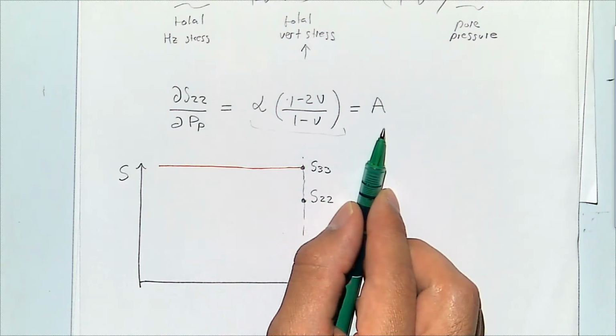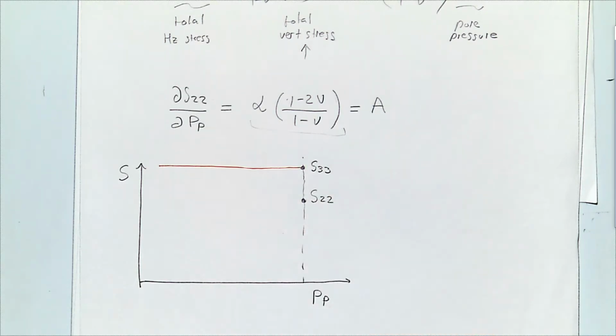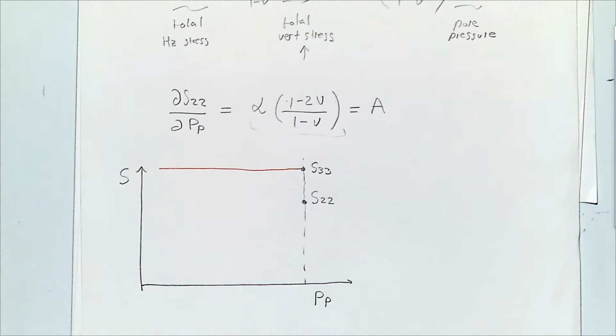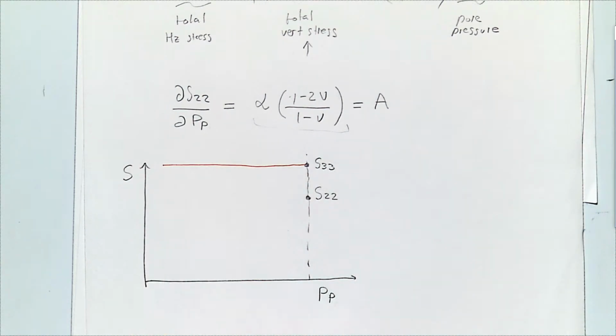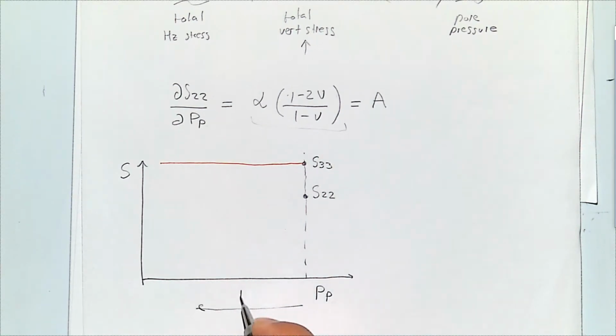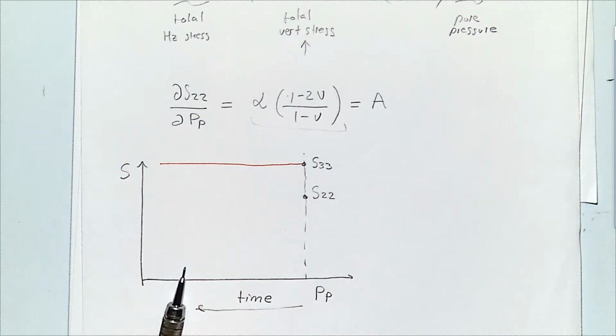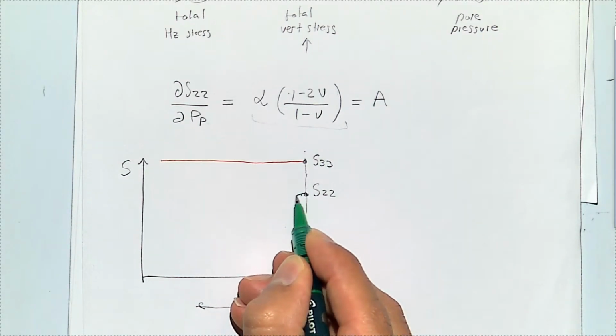Will this A be a positive or a negative value? So alpha is positive, right? And the Poisson ratio cannot be larger than 0.5. So this has to be a positive value. So if there is a negative change in pore pressure, remember that we're going to go into this direction. If there is a negative change in pore pressure, there has to be a negative change in the total horizontal stress. So that means that this one has to go down.